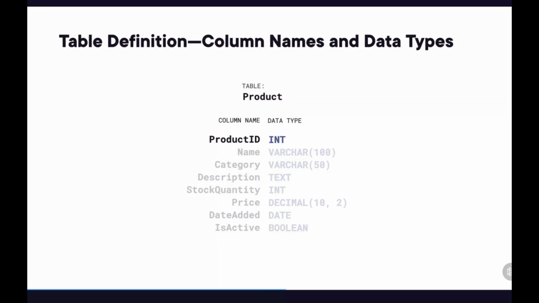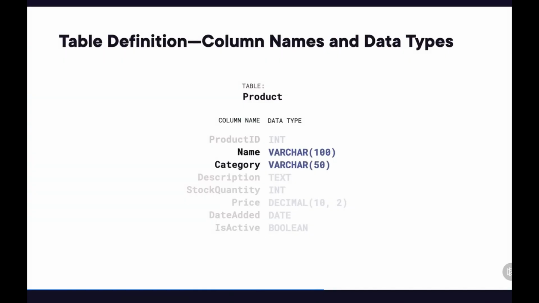So we begin with the product ID column. This is defined as an integer, a whole number. Then the name column has a data type of varchar 100, meaning a variable length character data. We don't know exactly how long each product name is going to be, but it shouldn't exceed a certain size, in this case, a maximum of 100 characters. Next is the category. This is also defined as varchar here, but this time it's a shorter length, a maximum of 50. And then we have description.